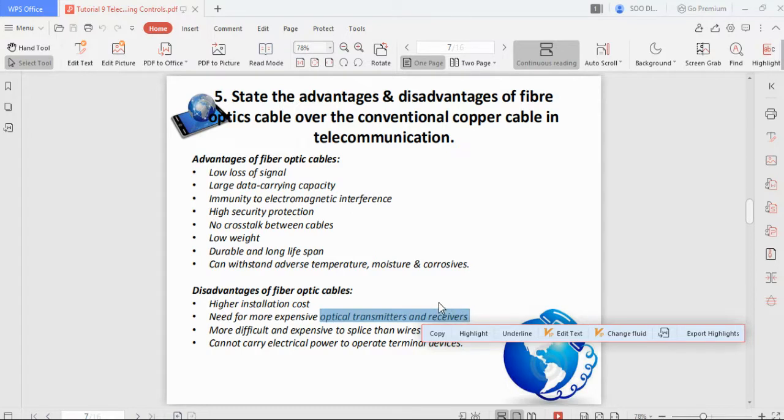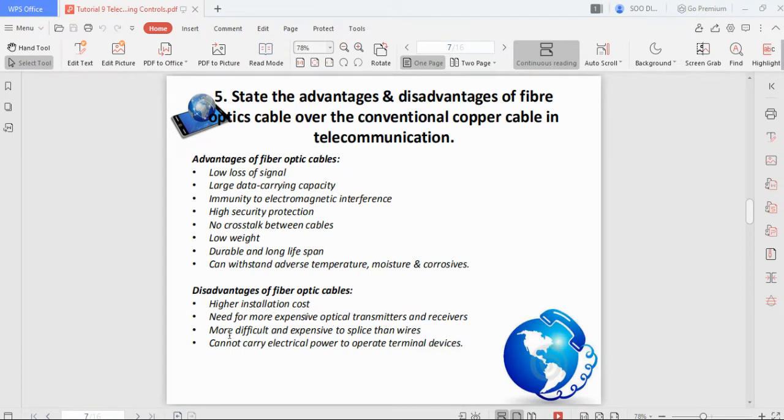in communication, then for sure to have all this optical transmitter and receiver installation will be more expensive as compared to having the electrical cable transmitter and receiver.